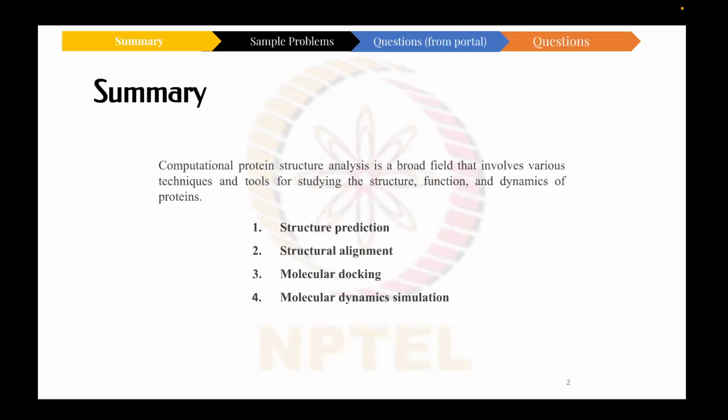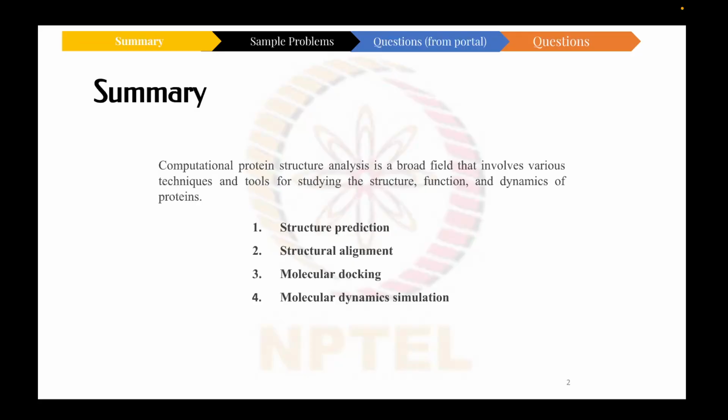One of the primary features of computational protein structure analysis is predicting the 3D structure of a protein from its amino acid sequence. This involves using algorithms and computational methods to predict the most energetically favorable conformation of a protein. In this regard, in the last class we saw the introduction to AlphaFold, and how a structure is predicted from AlphaFold using the sequence.